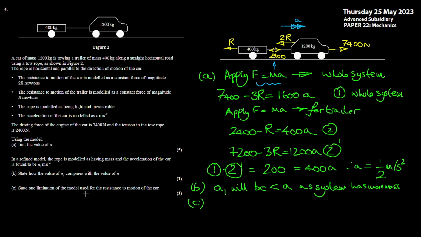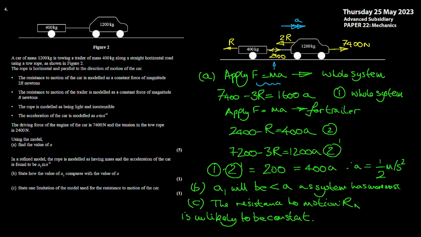And then part C. State one limitation of the model used for the resistance to motion of the car. Now, the motion of the car was modelled as a force pulling backwards of 2R. Now, this is a constant. But this is unlikely to be true in the real world because as the car increases in speed, the resistance, the air resistance and all sorts of other things, bearings and what have you of the car will increase. So you just have to write that down. And I've put that the resistance to motion R is unlikely to be constant. And those are the answers to parts B and C.